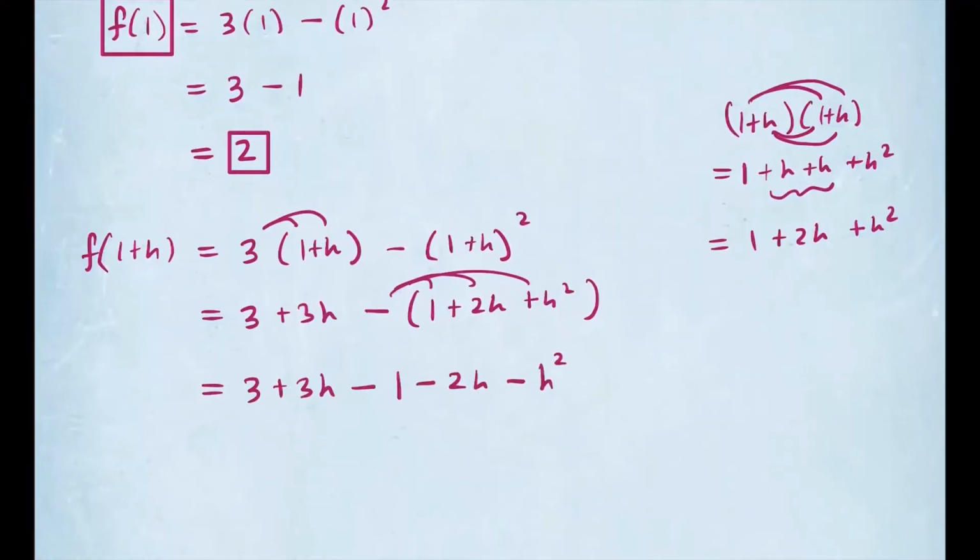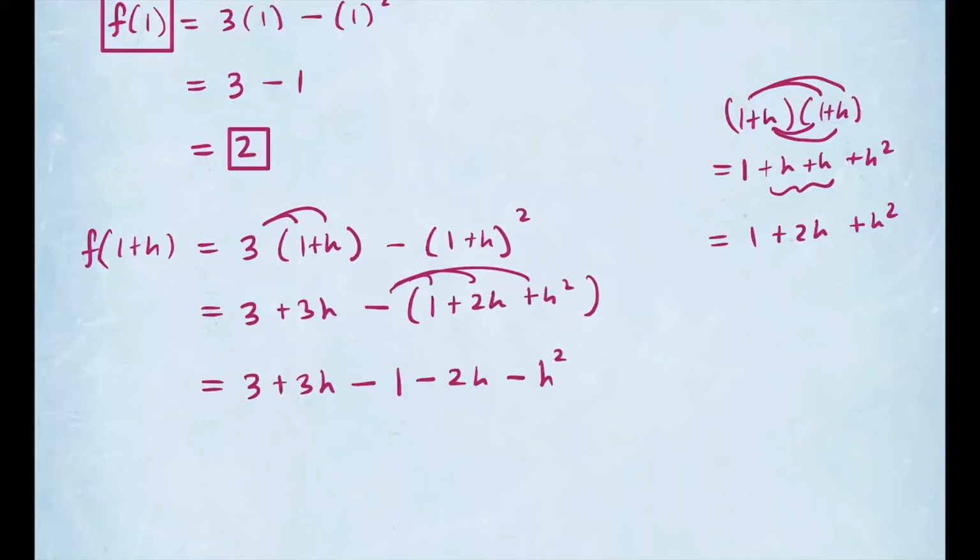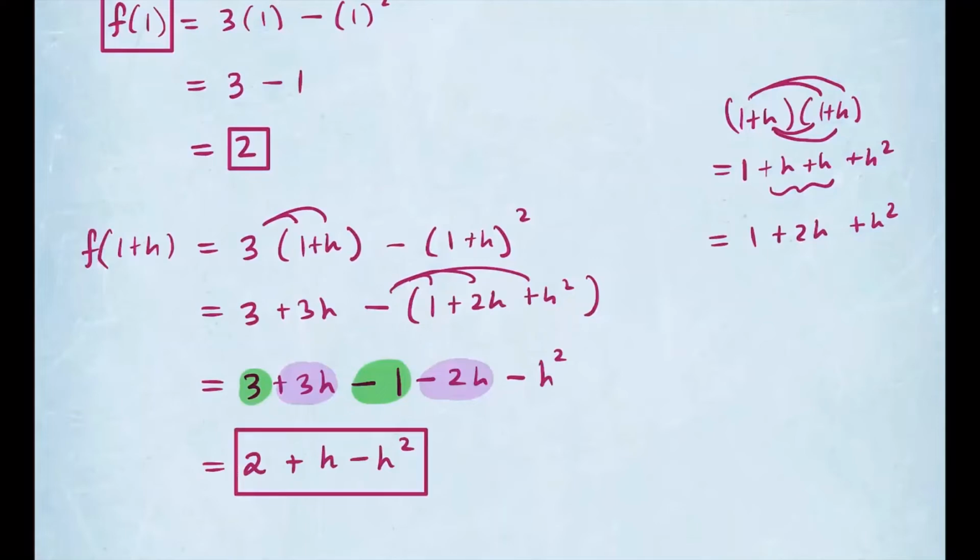Now here we can combine like terms. So as you can see, 3 and negative 1, those are numbers. We can combine them. That's 2. And then also, if you notice, 3h and negative 2h, those are like terms. So you can combine those, so you get just 1h. And negative h squared remains as it is. So this is our replacement for f of 1 plus h.